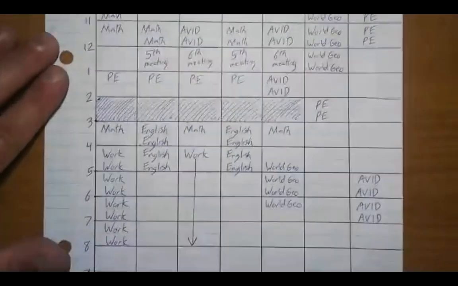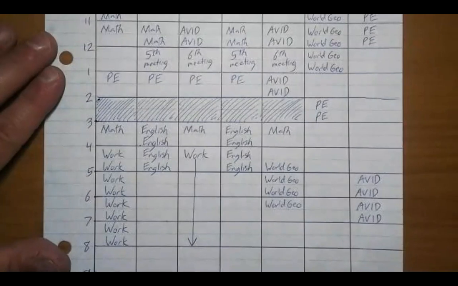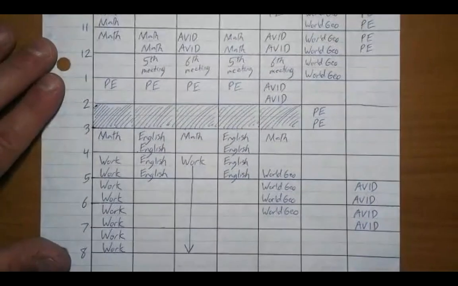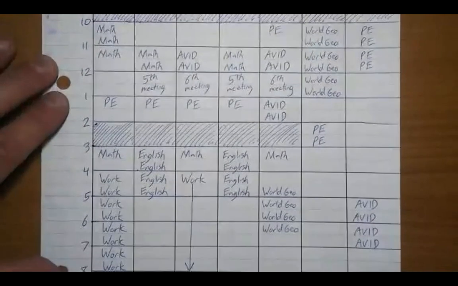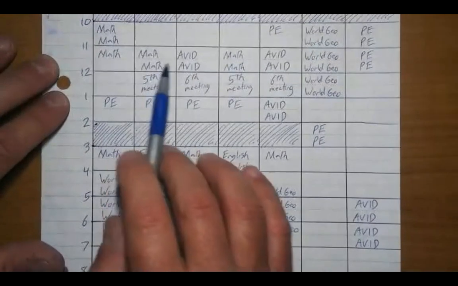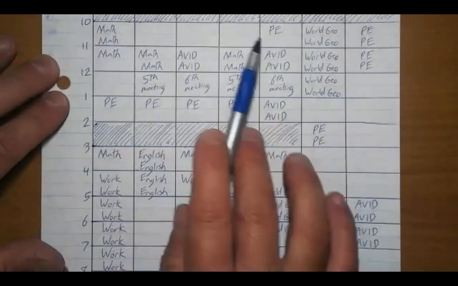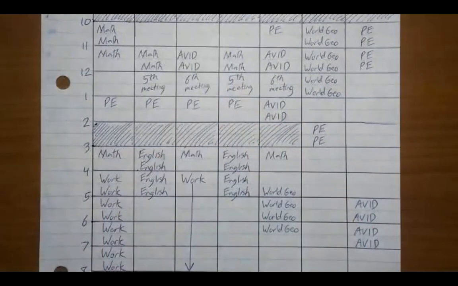All right, so I got all 6 of my classes in there. AVID, math, English, world geography, PE. What am I missing? 1, 2, 3, 4, and biology. That biology teacher. Whoa, good job there.